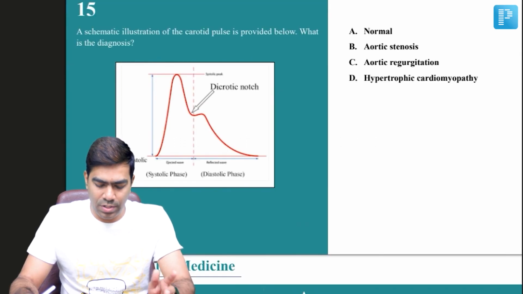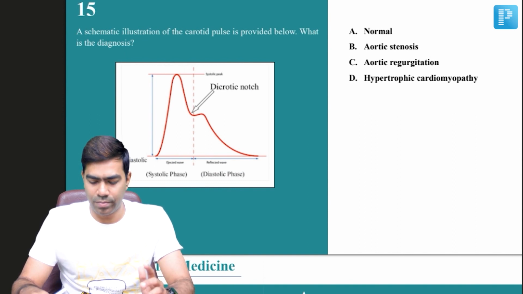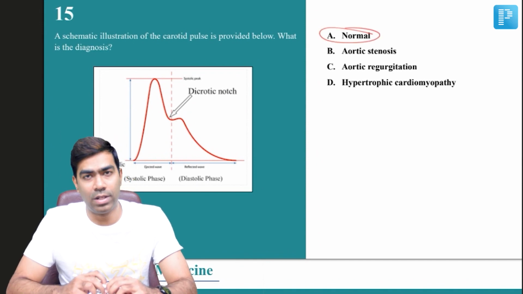And here is your question number 15. Schematic illustration of carotid pulse is provided below. What is the diagnosis? And this is simple and extremely straightforward. The right answer is the normal pulse tracing.